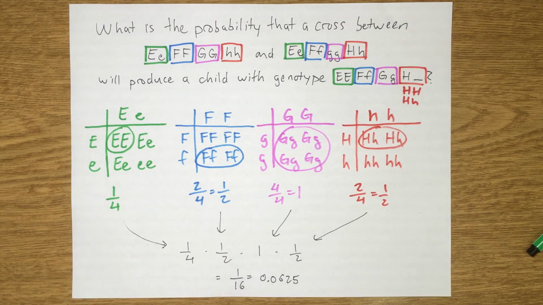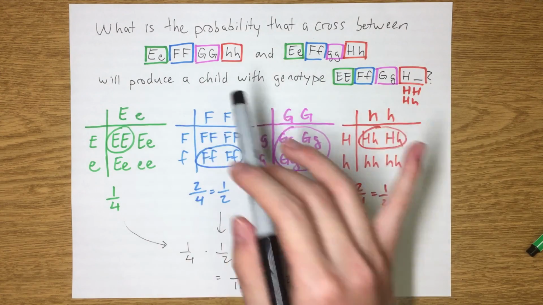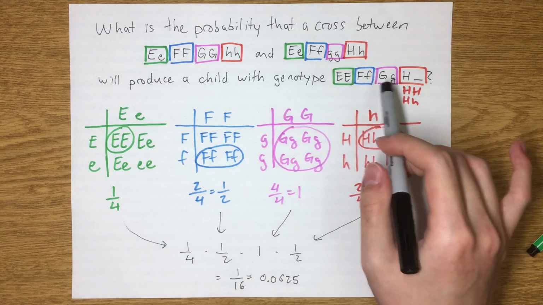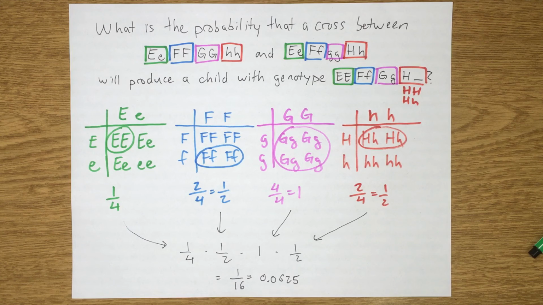So that means that the probability that the cross of these two parents with multilocus genotypes will create this child with this genotype is 1 out of 16, or 0.0625. I hope this Punnett square method of multilocus genotype problems helps out, and good luck on your test.